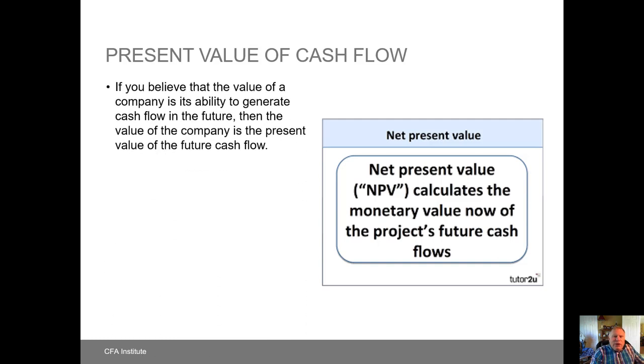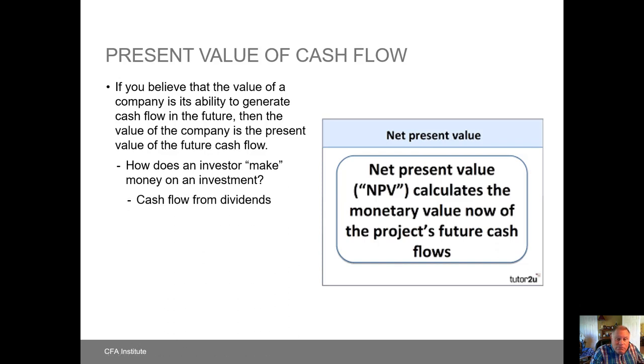So it's really based on the belief that the value of a company is its ability to generate cash flow in the future. Not just earnings, but cash flow. And if you believe that, then the value of the company is the present value. Now, how does an investor make money on an investment? Well, they make it from cash flow from dividends or gain or loss when they actually sell the stock.